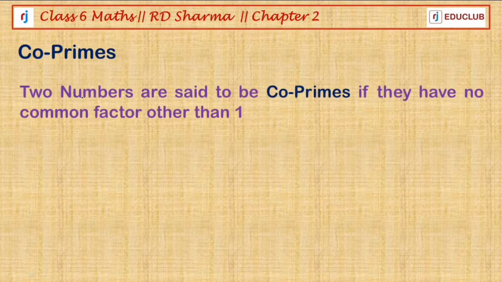Next is co-primes. Two numbers are said to be co-primes if they have no common factor other than 1. Here these are not specifically prime numbers; any two numbers are said to be co-primes if they have no common factor other than 1. They will have only one common factor, that is 1.